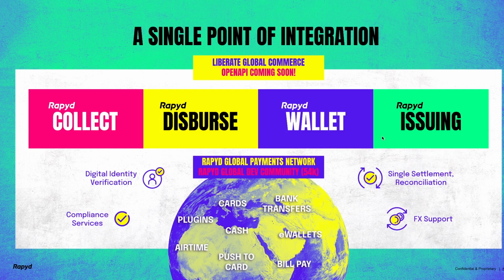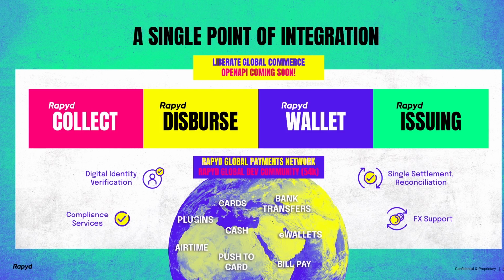And then, of course, Rapyd Issuing, where we can issue certain cards and also virtual accounts, which is definitely a new feature that a lot of businesses are jumping on. Within these platforms are a lot of sub-services or microservices: identity verification, compliance services, which is huge for getting started quickly without having to do it all yourself, settlement and reconciliation, and FX support. And then we have all of our bank transfers, e-wallets, and all the different payment methods around the world.